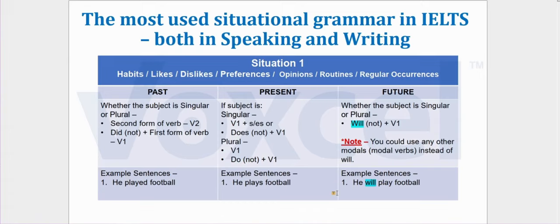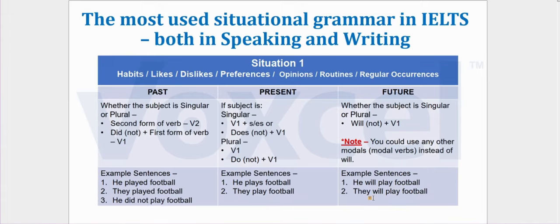Let's see some more example sentences. Now you want to say they, plural, they played football, but in present it will be they play football, so we will not use s here. Whatever s we used here, we will not use here, because with plural we only use the verb's first form. Hope it is clear. And in the future they will play football.